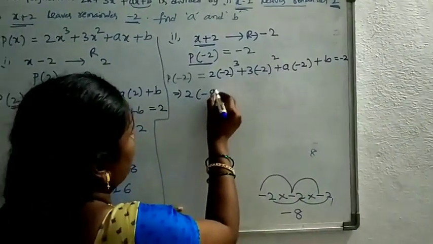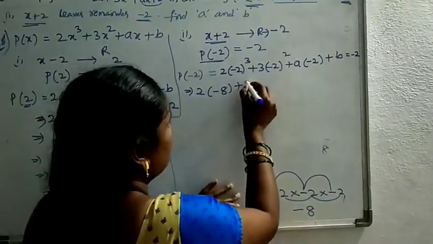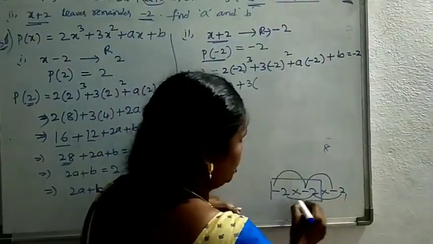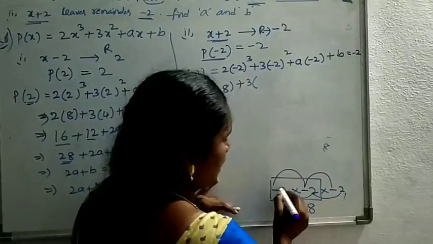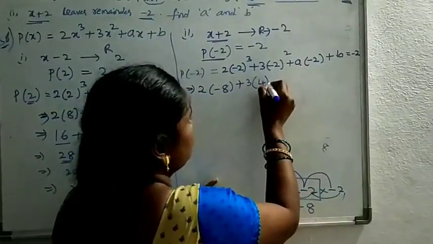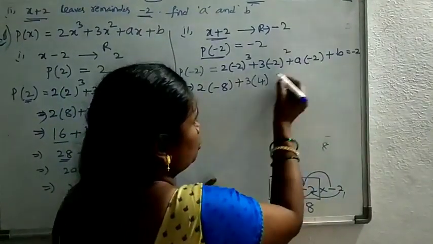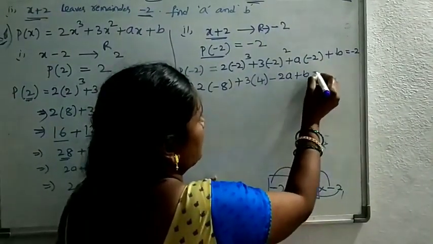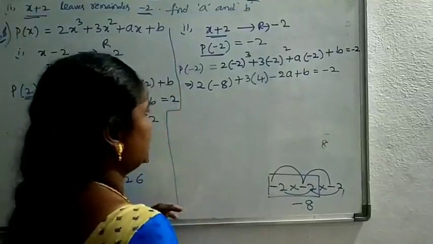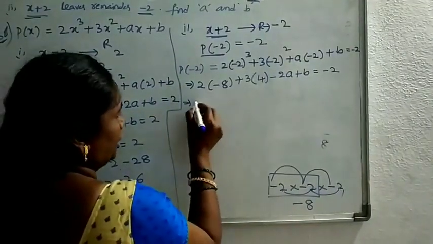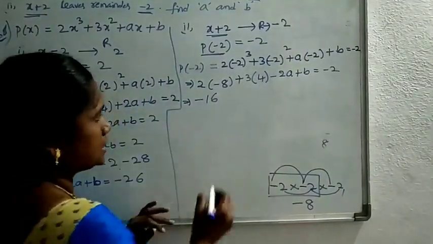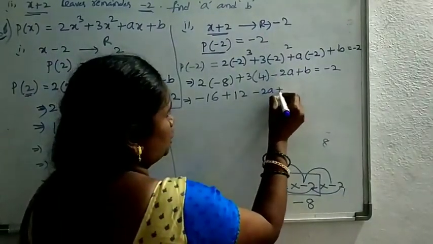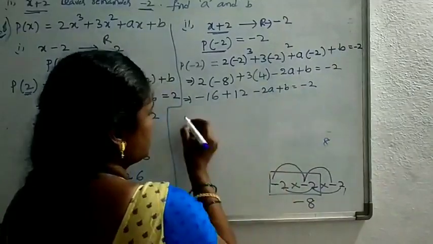2 into minus 8 plus 3 into minus 2 square. Minus 2 into minus 2, 2 2s are 4. Minus into minus is plus 4. Again plus into minus is minus, a into 2, minus 2a plus b is equal to minus 2. 2 into minus 8 is minus 16, plus 3 4s are 12, minus 2a plus b is equal to minus 2.